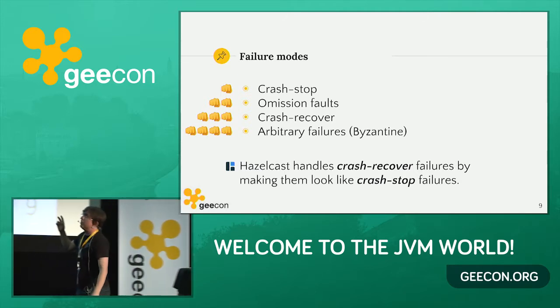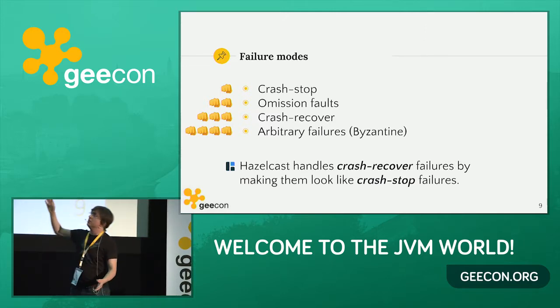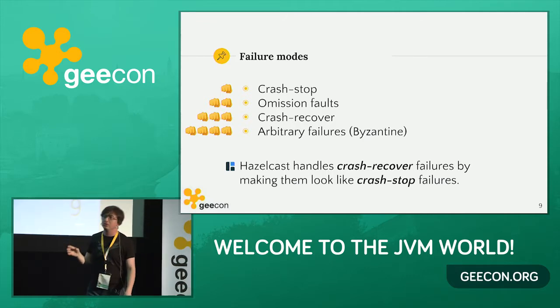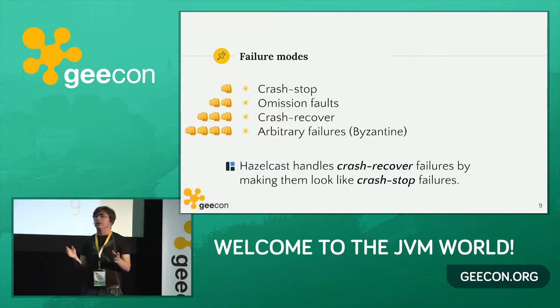Another fundamental abstraction is failures. In a distributed system, our nodes can fail in many different ways. This is not a complete list, but I will talk about some of them. The simplest failure is crash stop failure. It means that a node crashes and it never comes back. It's completely gone. So if we want to tolerate this failure, we should not rely on recovery of that failed node.